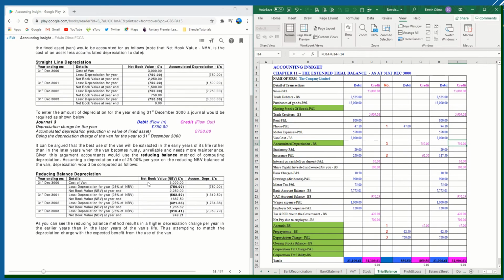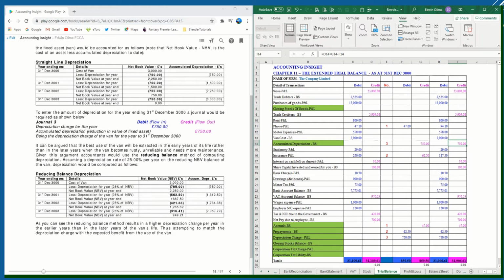As I alluded to, there's another way of calculating depreciation. It's called the reducing balance method. You probably find this in businesses. If you're not sure what to use for your business, you need to ask your financial advisor which is the best method to use.